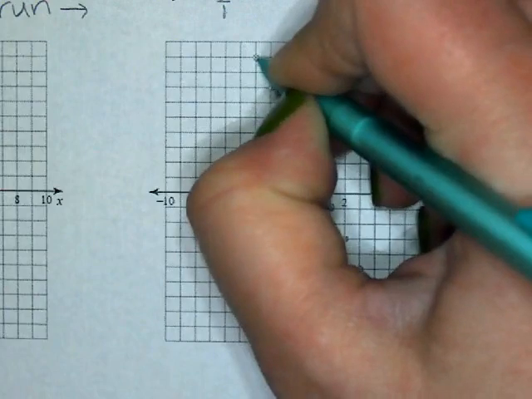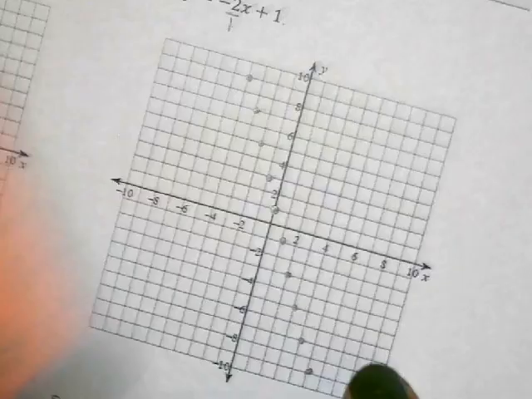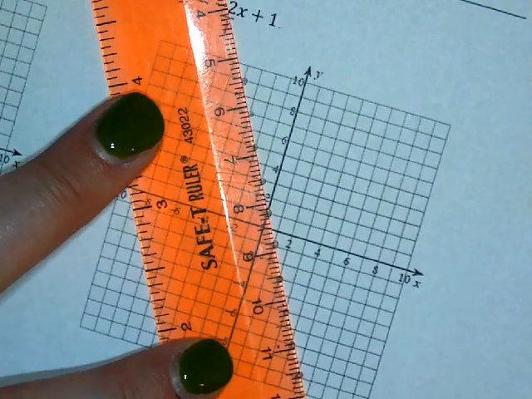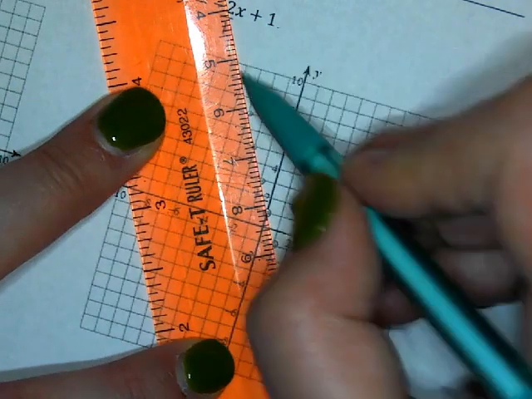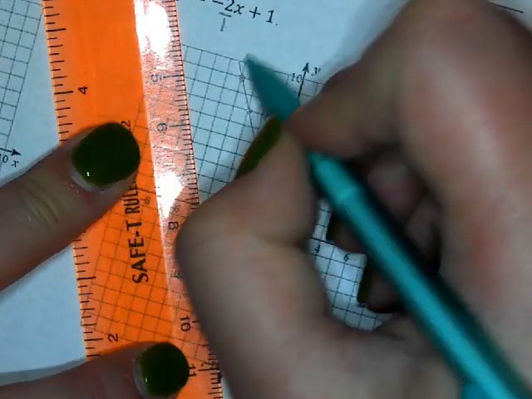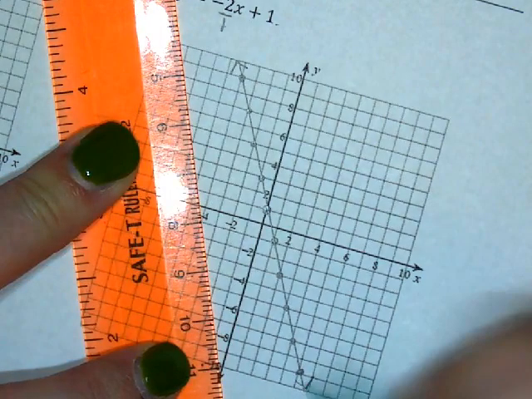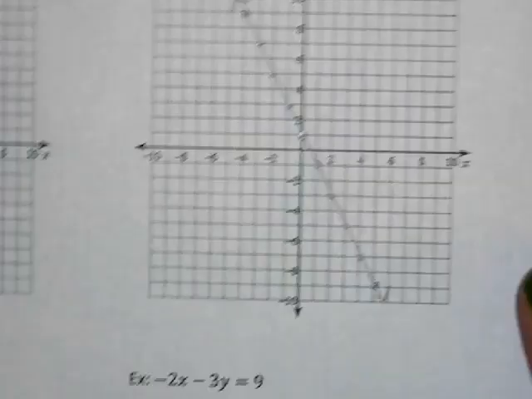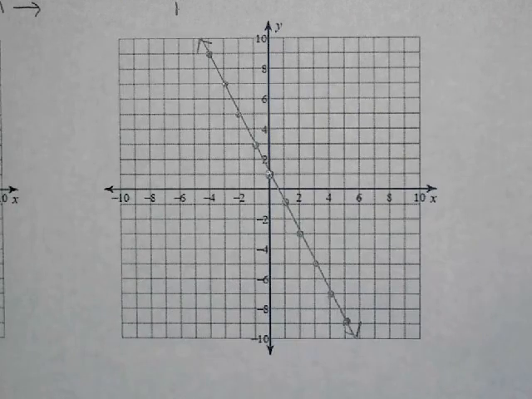Up 2, left 1. Up 2, left 1. Okay. And I put arrows on each end. We good? Okay. We're going to practice that. We're not going to do anything more.